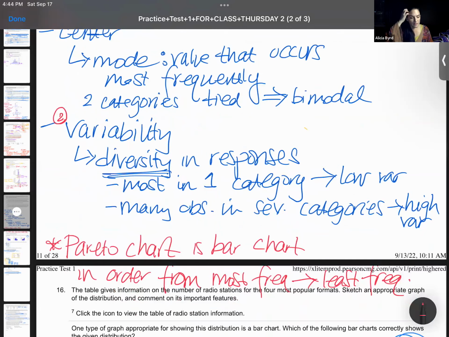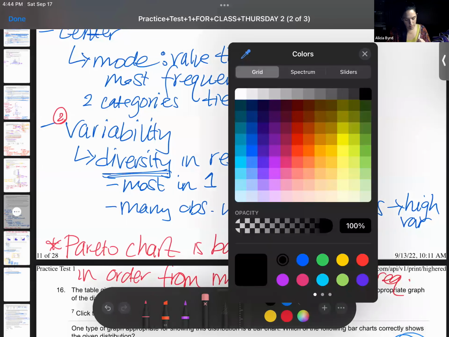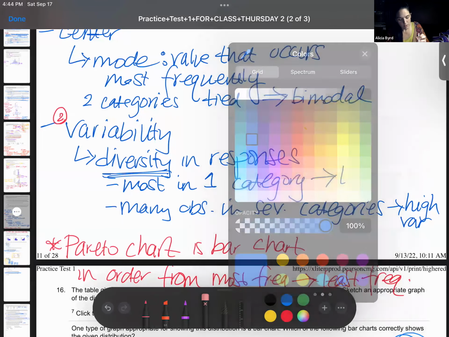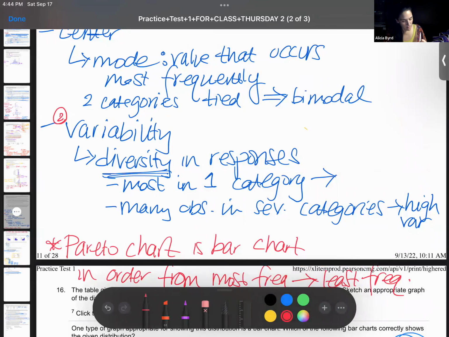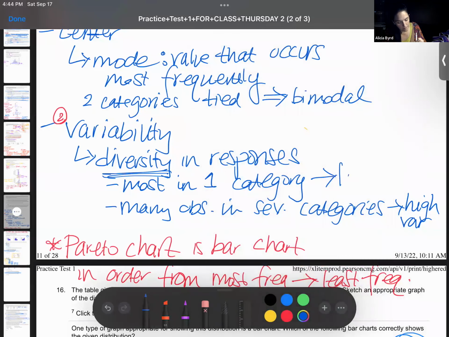So you're looking at, do most of my answers fall in one category? Then that would be what we call low variability. And if many of your observations are spread out over several categories, so like if you have them more evenly distributed between them, then we would say it has high variability.